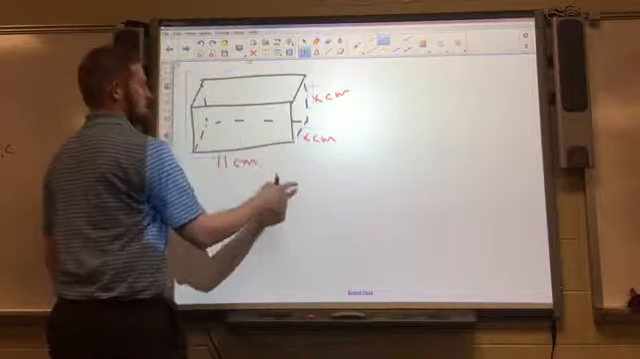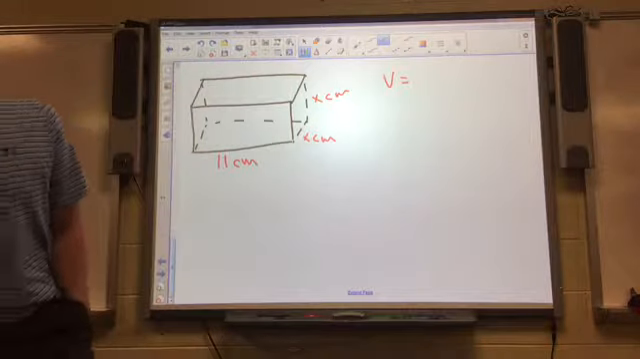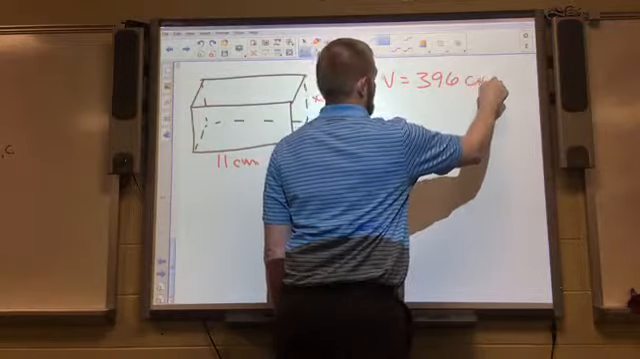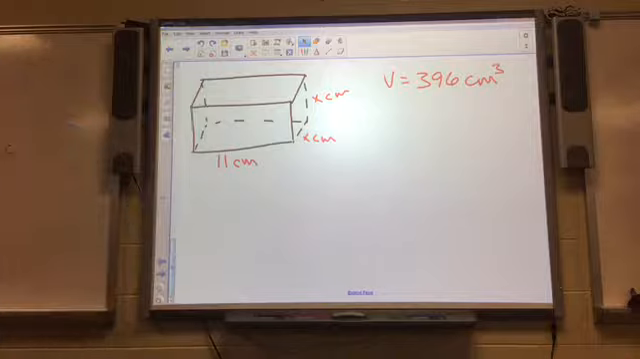They tell us that the volume of this is 396 cubic centimeters. What do you suppose they're going to want us to find? The x's. They want us to find the x's. So we got to solve for x.